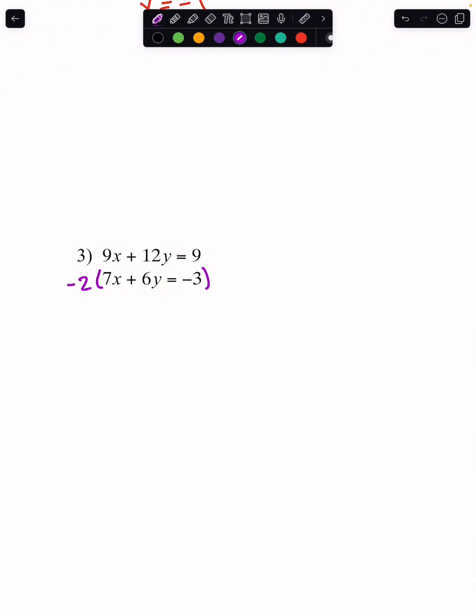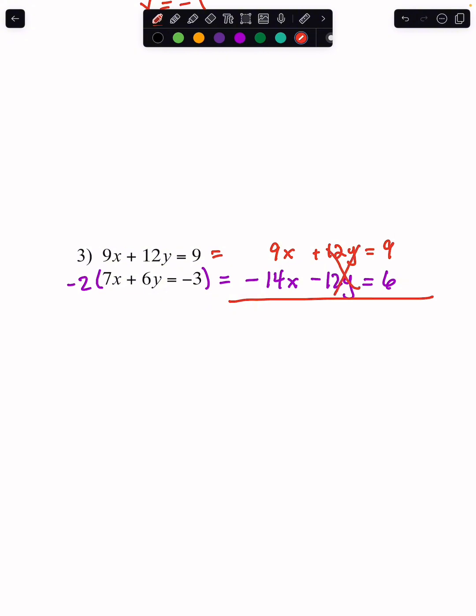So I end up with negative 14x minus 12y equals a positive 6. Don't forget to multiply that last number also. And then since we didn't do anything to that top line, we're going to just leave it the same. 9x plus 12y equals 9. And then let's see what we're going to do here. We're going to add straight down, which means that these are going to cancel.